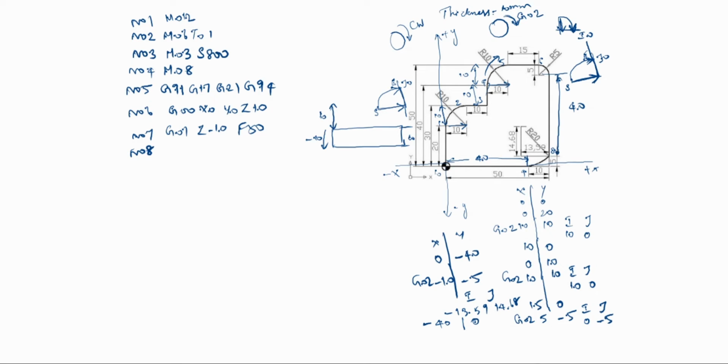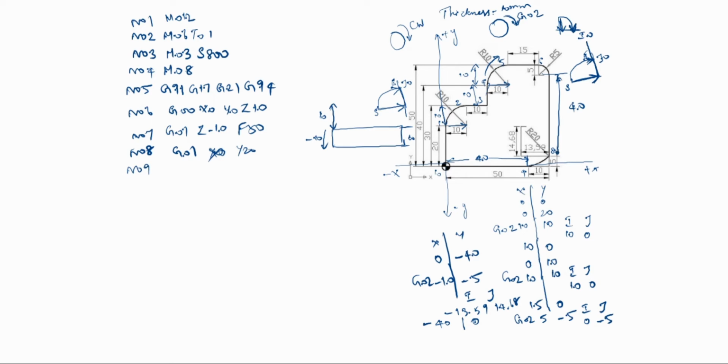N08, G01. You see, first X0, Y0 we wrote here. After that, Y20. We will start from here itself. Y20 goes this way. This is linear, that's why we wrote G01, X0, Y20. No need to write X0. After that, up to here finish, it goes this way. This is given G02, X10, Y10, I10, J0. If R, it means 10.